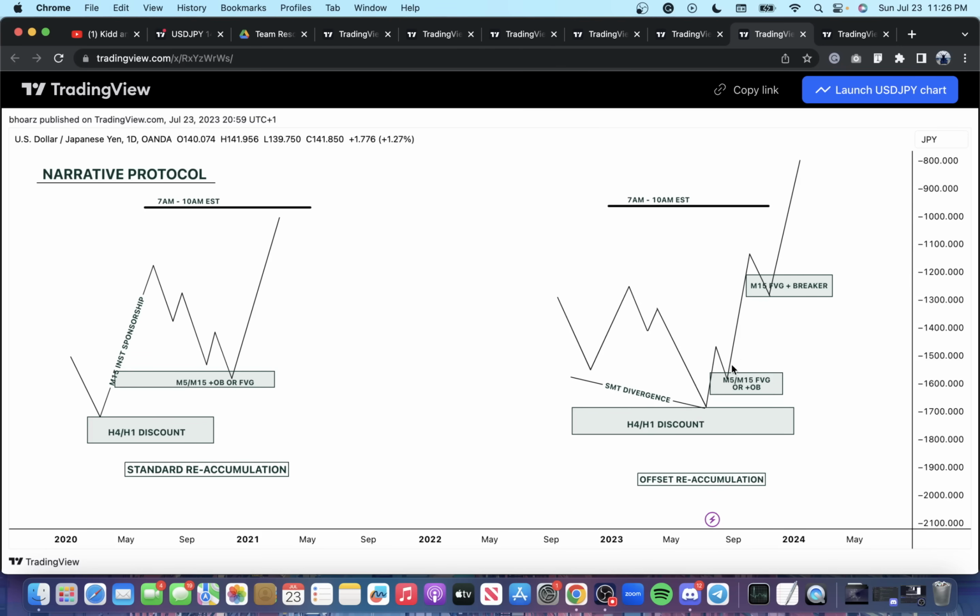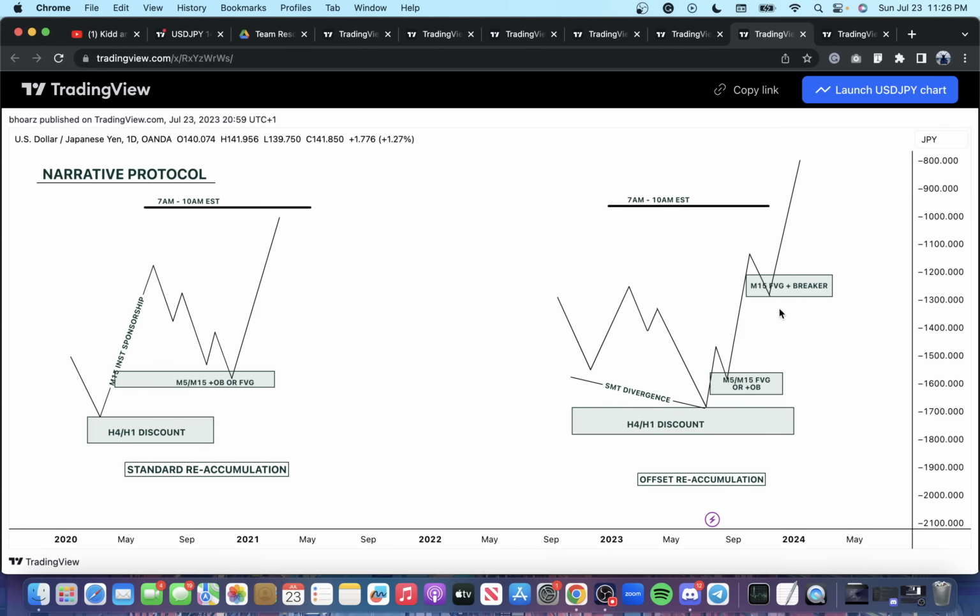Or you could still wait for the market to get into the breaker block, and once you see the market displace through the breaker block with a fair value gap, you buy the retracement into the breaker block with your stops below the breaker block. And that's how you have three entries with your offset reaccumulation model.